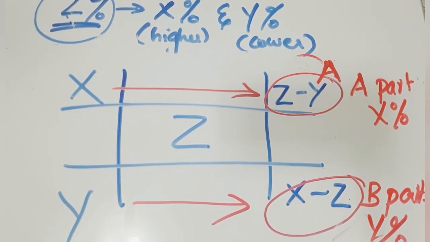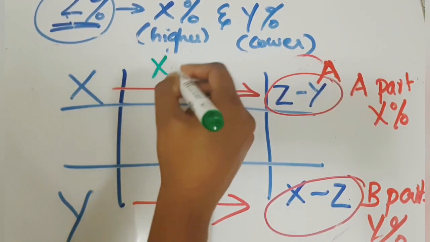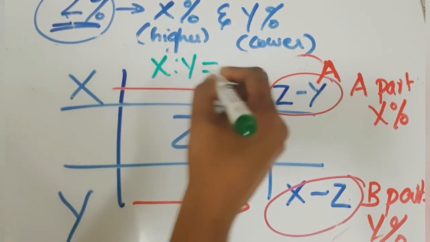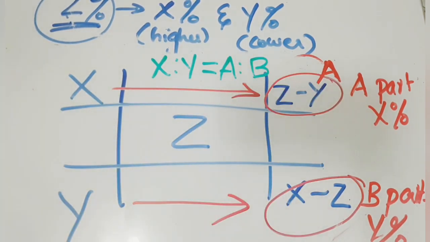Now if we have to find the ratio between X and Y, that is X is to Y, the ratio is equal to A is to B.